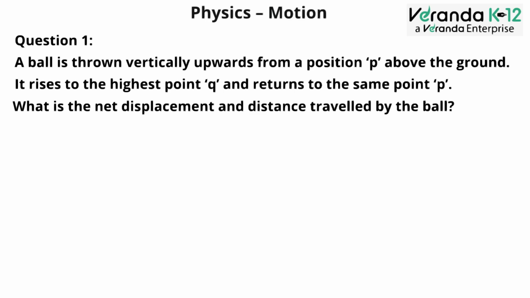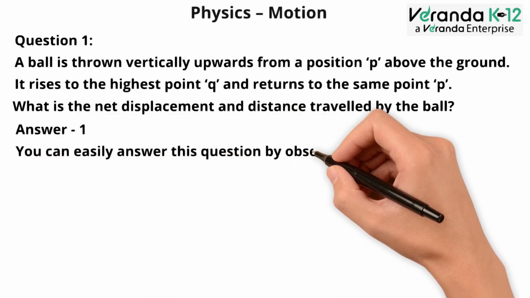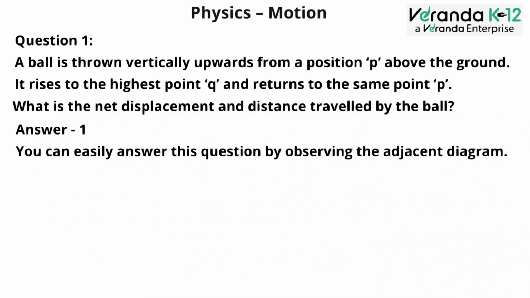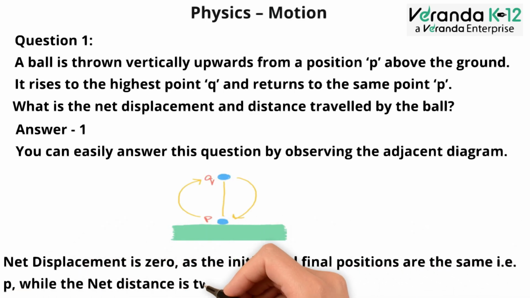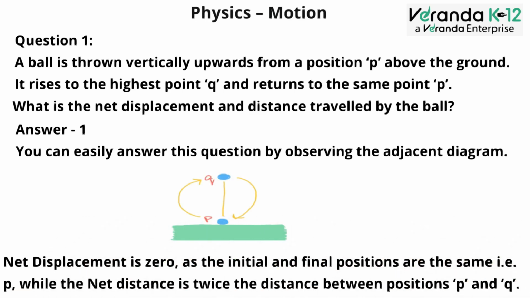Looking into the answer, you can easily answer this question by observing the adjacent diagram. Net displacement is 0 as the initial and the final positions are the same, that is P, while the net distance is twice the distance between the positions P and Q.